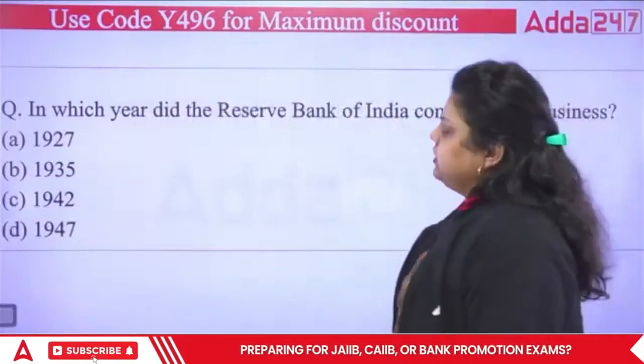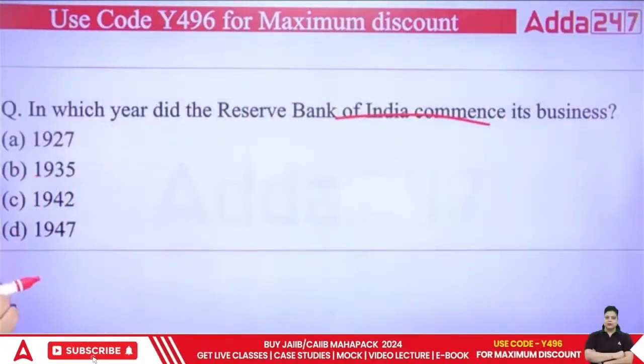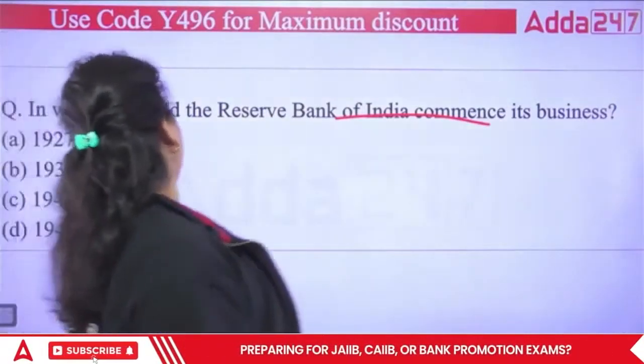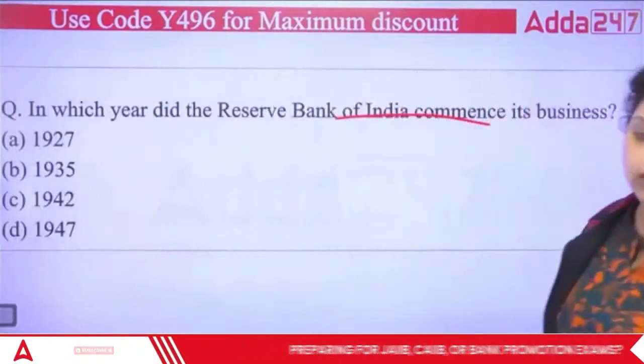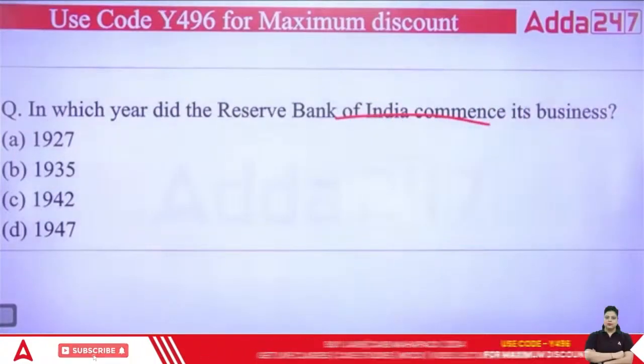Similarly, in which year did RBI commence its business? When did RBI start its business? 37, 35, 27, 42 or 47. The RBI Act was passed in 1934.